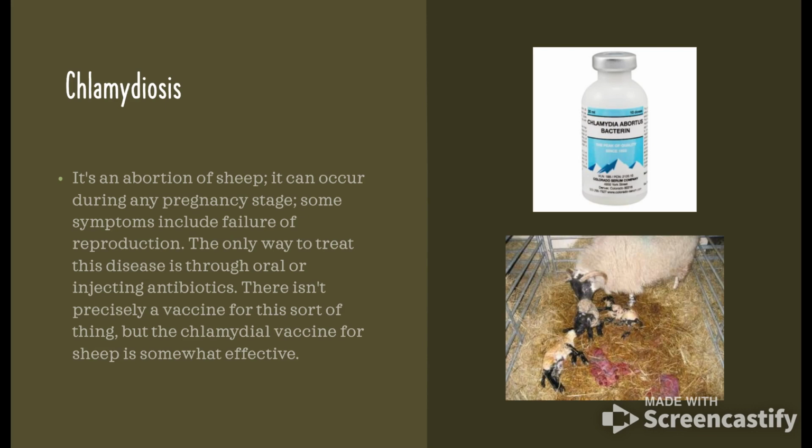Chlamydiosis. This is an abortion disease for sheep. It can occur during a pregnancy, and it can happen at any stage of the pregnancy. Some symptoms include failure of reproduction, and some ways to treat this disease are oral or injected antibiotics. There isn't precisely a type of vaccine that people can use to stop this. It sometimes just happens naturally, but the chlamydia vaccine for sheep is somewhat effective.